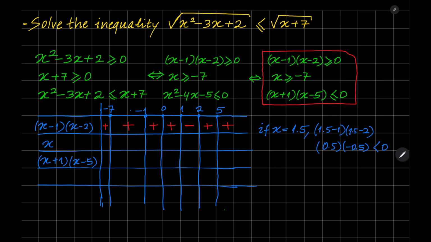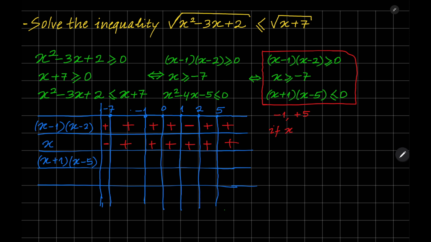The second equation is positive if x is greater than -7, and it's negative if x is less than -7. Now if we consider the third equation, the third equation has roots at -1 and +5.